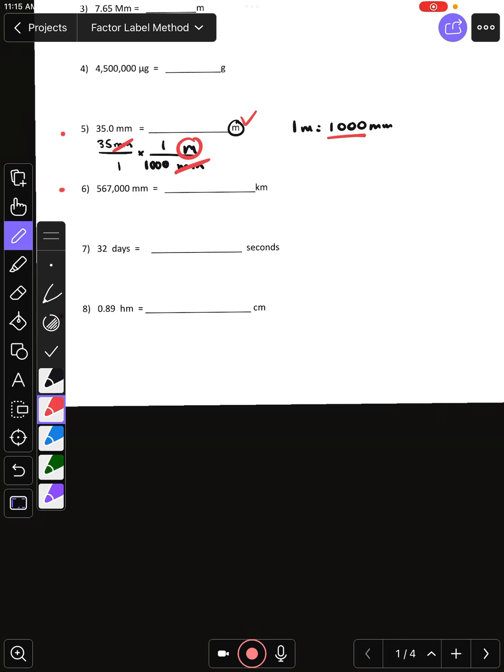When I plug this into the calculator, I plug in 35 divided by 1,000, and I get 0.035. This can also be written as 3.5 times 10 to the negative 2, but I don't see a purpose in doing that right now. All right, so this one I have from millimeters to kilometers.